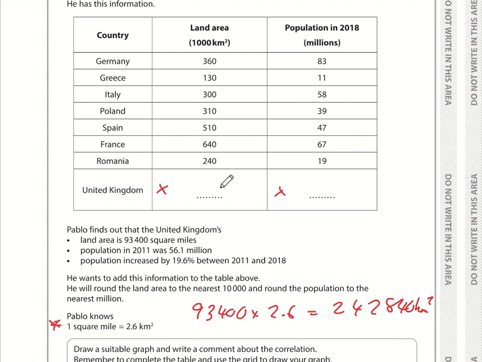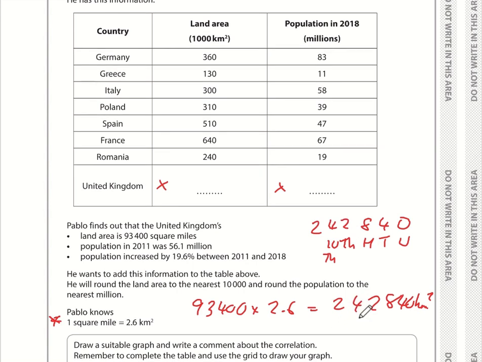Now we can't type this number in here. We first need to round the land area to the nearest 10,000. So let's look at this number, 242,840. We've got units, tens, hundreds, thousands here, so here we've got tens of thousands. If we're rounding to the nearest 10,000, we need to look at the value in the thousands column, which is 2, less than 5. So this will round down to 240,000. Let me just write that down here.